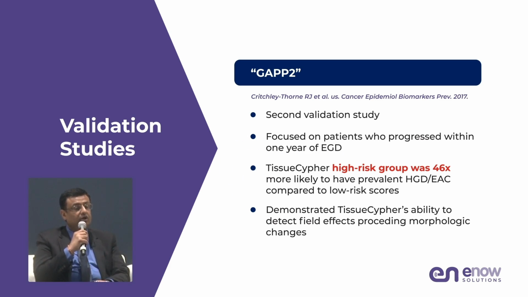Looking at the TissueCypher high-risk score, patients were 46 times more likely to have prevalent high-grade dysplasia or esophageal adenocarcinoma compared to a low risk score. So it demonstrates the ability of the TissueCypher test to detect field defects that precede morphological changes. So these are defects that are there in plain sight, but we can't see them yet, and those patients are going to progress.